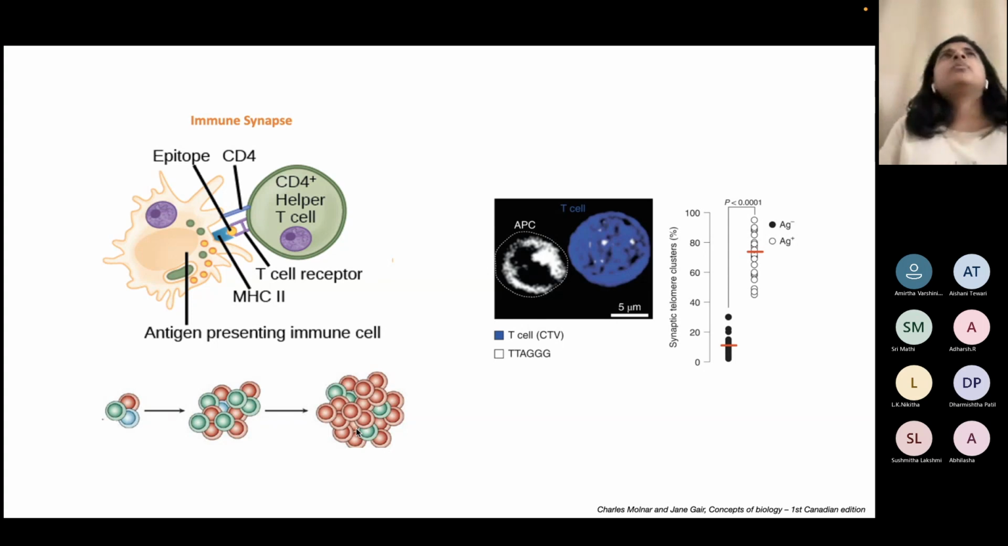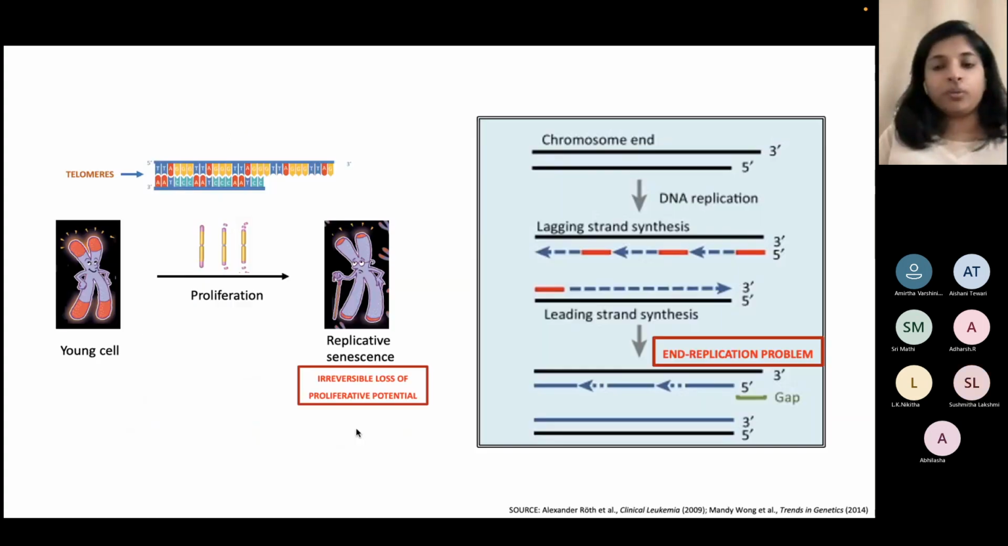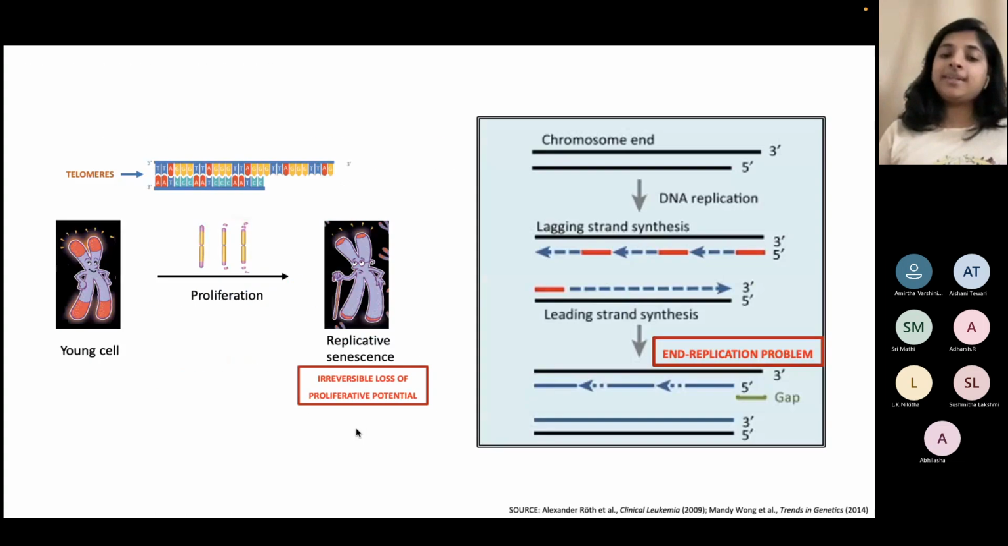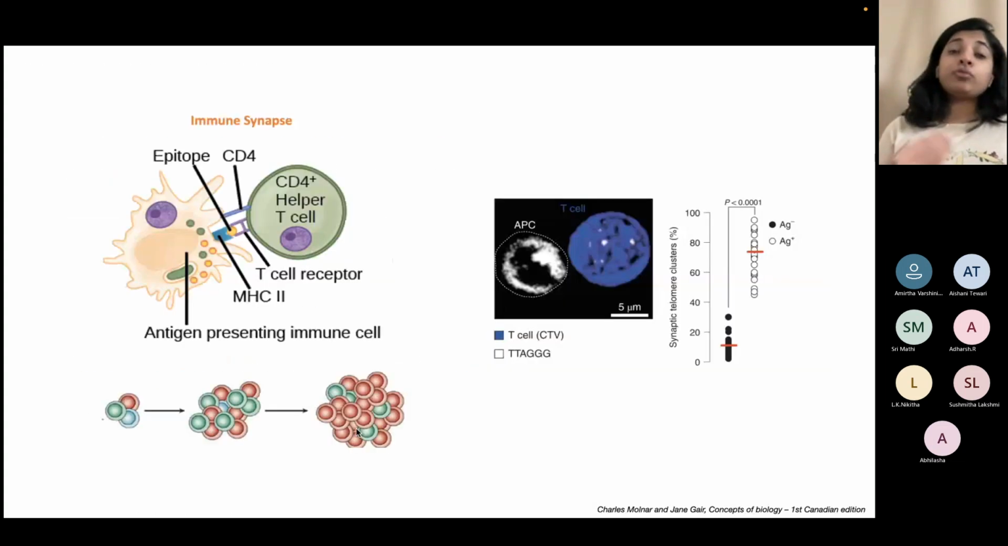Before this paper was published, it was known that there were two major mechanisms by which telomeres are elongated. One we discussed is the enzyme telomerase, and the other is a recombination-based method wherein the DNA loops and recombines with itself and results in synthesis of the ends of telomeres. However, in T cells, to support their replicative potential, these two mechanisms are not sufficient.